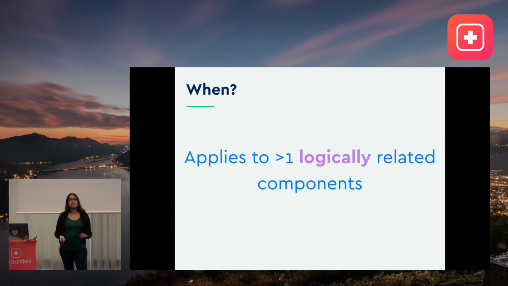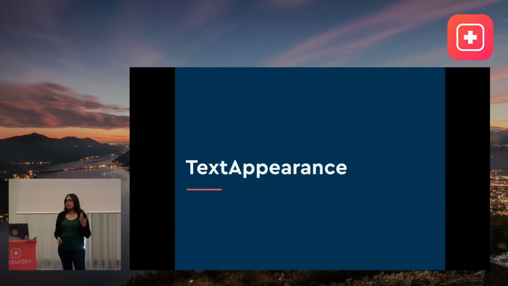So this wraps up learning about styles, which is the basic building blocks of styling on Android. Let's now learn about another styling technique known as a text appearance, which you can only apply to a text view or a view that extends a text view, such as buttons and edit text.